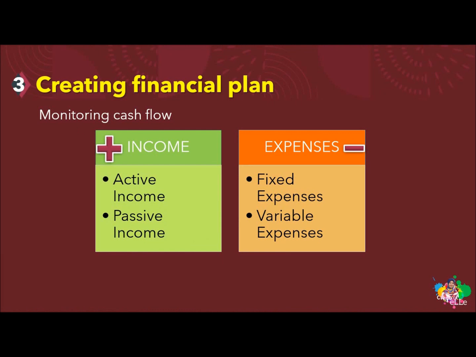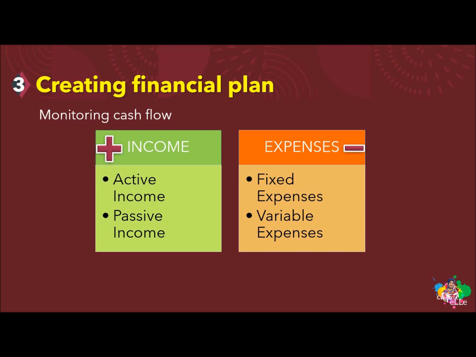Next step, after you evaluate your financial status, you create the financial plan. To create the financial plan, we have to monitor our cash flow. How to monitor our cash flow? It is based on income and expenses. Income can be divided into two types, which are active income and passive income. What is active income? Active income is our main income. For example, for me, my active income is salary and allowances. Passive income, for example, is dividend, interest from savings, and so on. That one is the passive income, other than the active income.